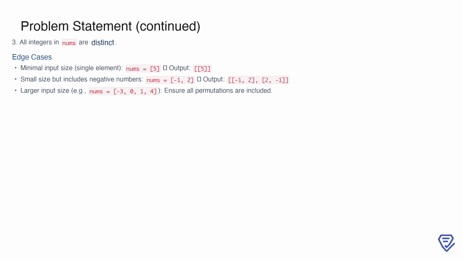Another interesting case occurs when we include negative numbers, such as nums equals [-1, 2]. Even with negative values, the process remains the same, and the output would include all possible arrangements, [-1, 2] and [2, -1]. For larger inputs, like nums equals [-3, 0, 1, 4], the number of permutations increases significantly, but the approach doesn't change. We need to ensure that every possible ordering is included in the output. By understanding these examples and constraints, we can now approach solving the problem systematically.